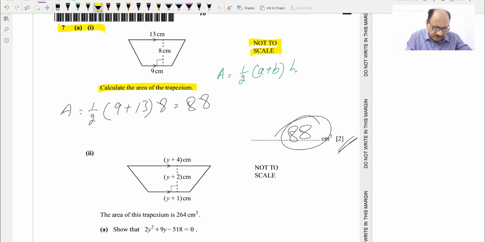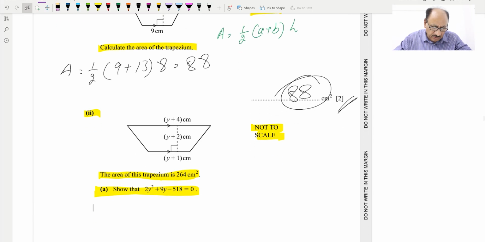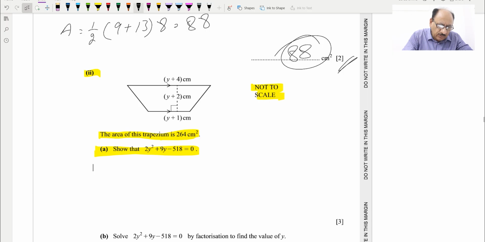Now the second part says the Venn diagram is not to scale. The area of the trapezium they have provided is 264, and we must show that this is equal to this. So we will form the equation. Again we will use the same formula, the area of the trapezium, which is 264. I will write the formula again.